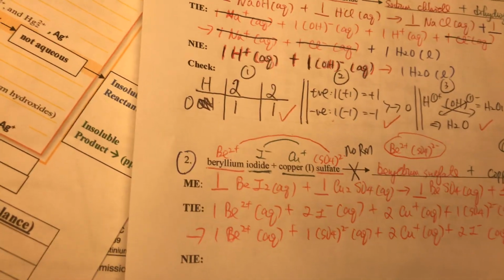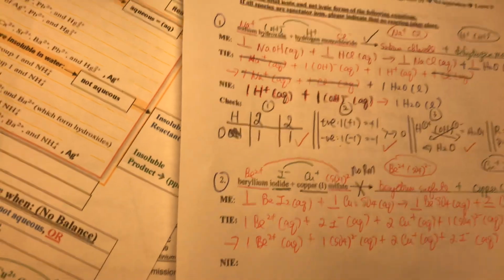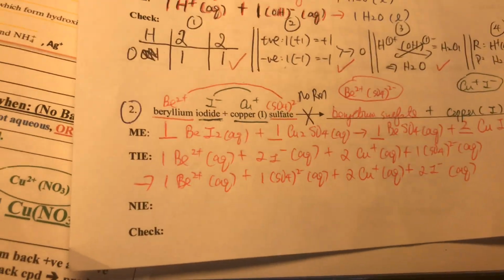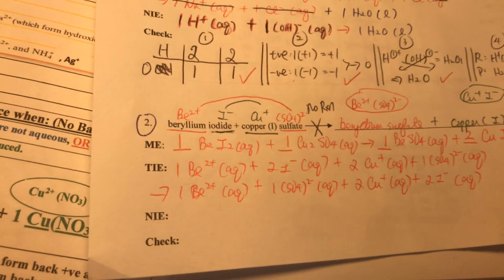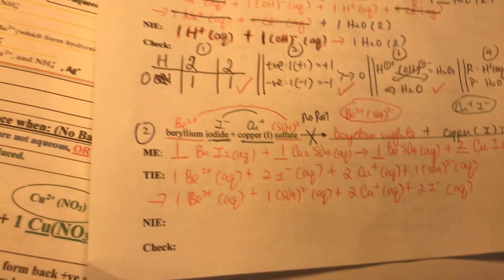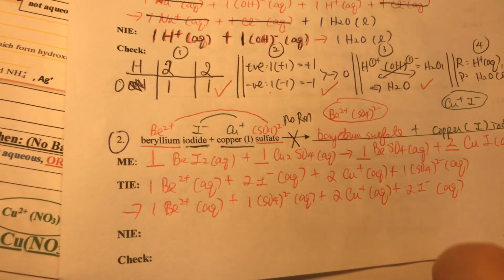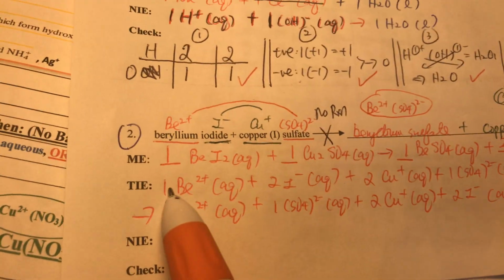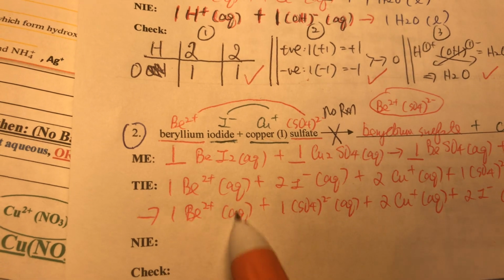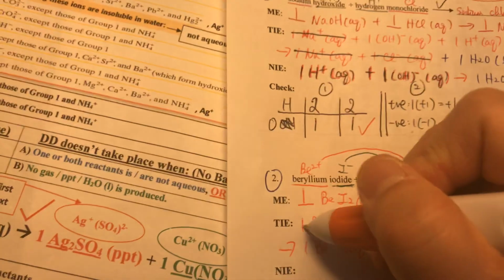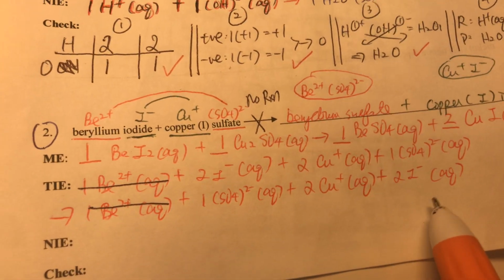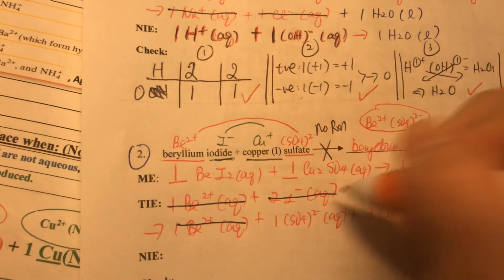Now we use a black pen to double check. Even though there's no reaction, you might cross over wrong or balance the equation wrong. So you want to double check that the 3 things match: the coefficient, the charge, and the state. 1 Be 2 plus AQ, 1 Be 2 plus AQ, everything matches, we cross it out. 2 I minus AQ, 2 I minus AQ, 100% the same.